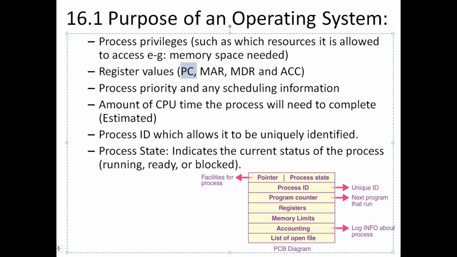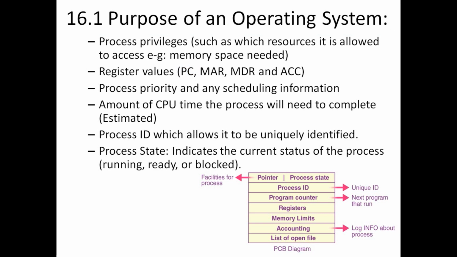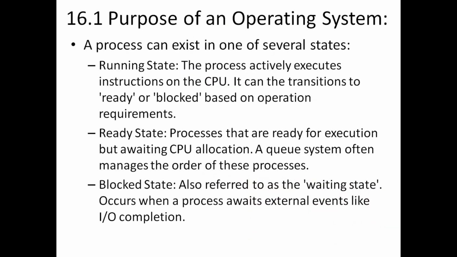For example, a process that needs to access a specific memory location, but that location is somehow not readable at the moment, will become blocked. A process can exist in one of several states. Running state is when the process actively executes instructions on the CPU. It can then go to either the ready state or the blocked state based on the operation requirements.